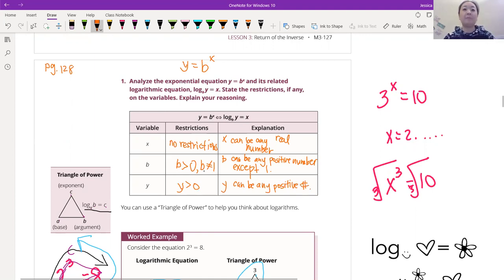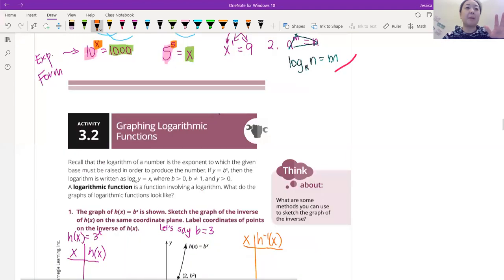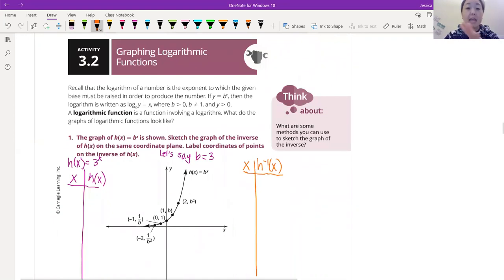Now that we went through the restrictions, we're going to go on to the next part, on page 129. I told you we're going to talk more about graphs. If at any point you feel I'm writing way too fast, please pause. So here we go. I love how this says the obvious: a logarithmic function is a function involving a logarithm. Yeah, duh.